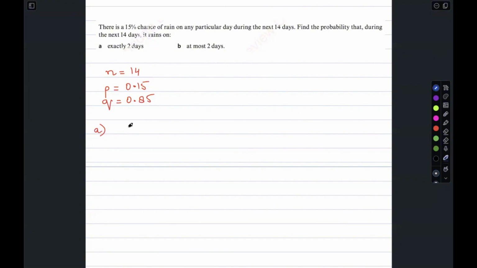So in part A, when it says find the probability that during the next 14 days it rains on exactly 2 days, we can write the probability of X equals 2 as 14C2, 0.15 to the power of 2, and 0.85 to the power of 12. In part B, it says at most 2 days. Now, at most 2 days basically means 2 or less.